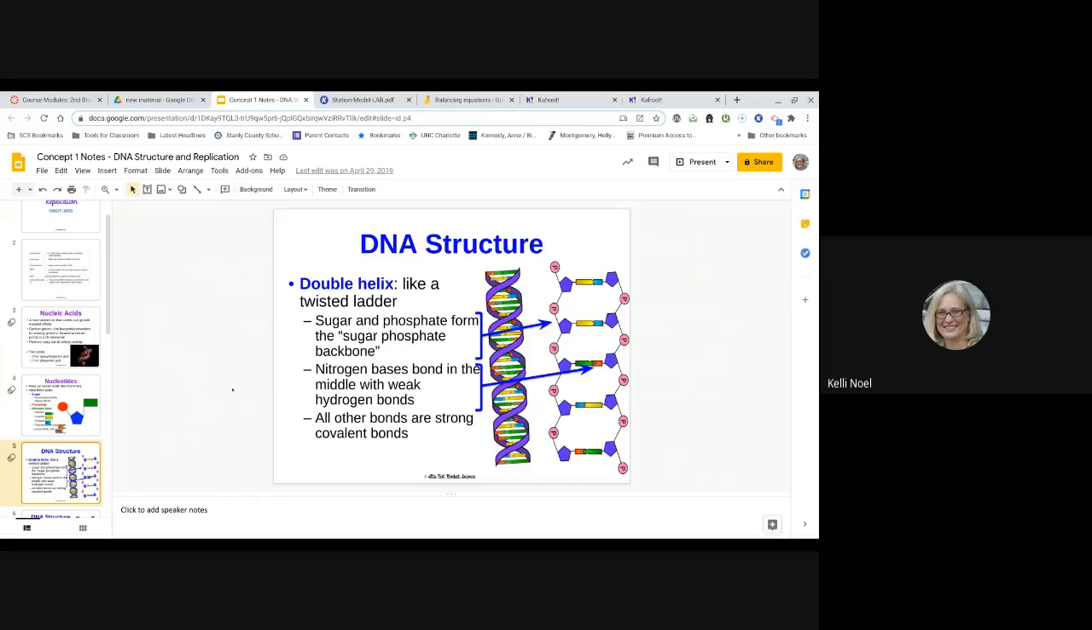DNA structure, it's a helix, a double helix. That just means twisted ladder. You've got your phosphate group and your sugar that makes up what we call the backbone, the sides. And what makes up the rungs or the steps of the ladder are your nitrogen bases, and they pair up in a certain order. The bonds between the nitrogen bases are hydrogen bonds, and they're weaker than the covalent bonds between the phosphate and the sugar.